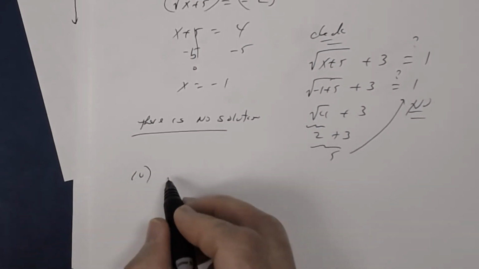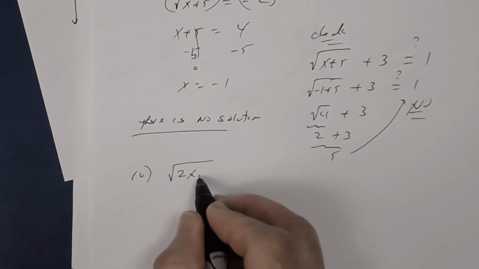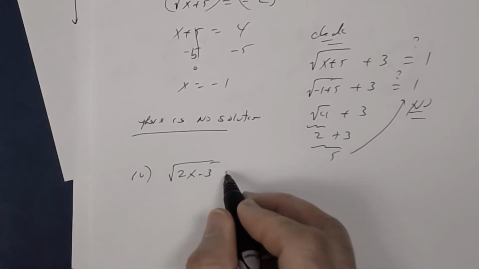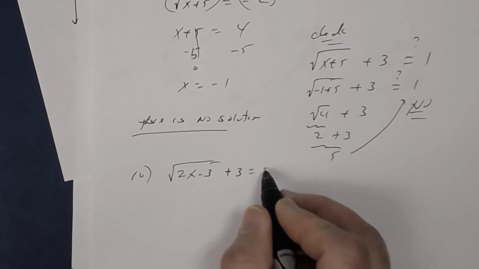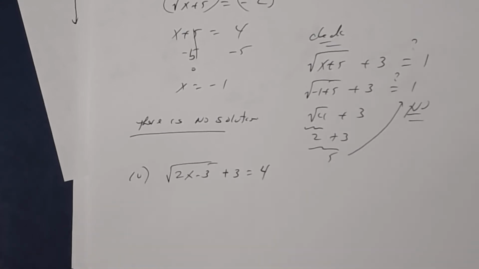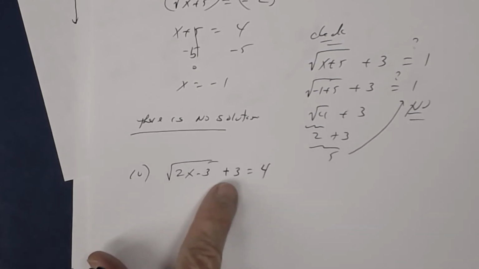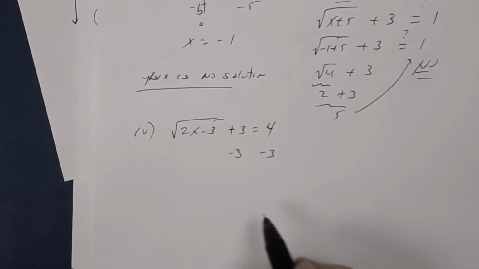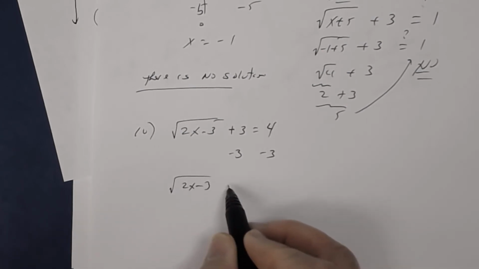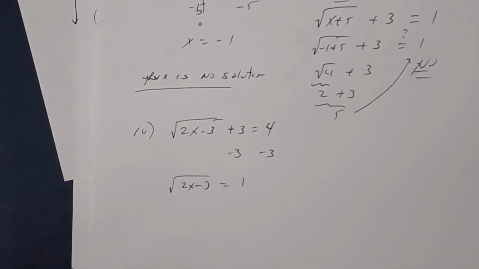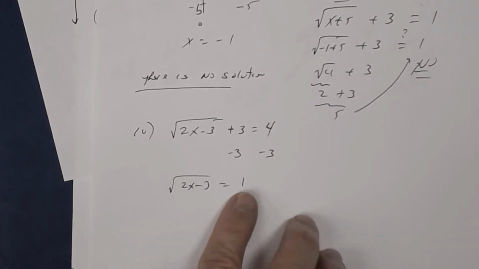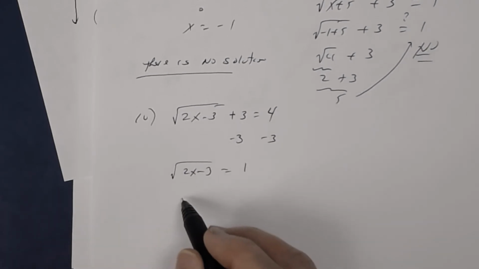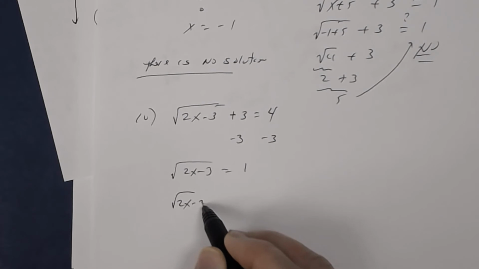All right, number 10. What if you had the square root of 2x minus 3, plus 3 equal, let's say, 4? What's the first step? First step is to get the radical by itself. So I subtract 3 from both sides. When I do that, I get the square root of 2x minus 3 equal 4 minus 3, which is 1. And I know I can go further because that constant is positive. So let's go further. I'm going to square both sides, so I'm going to go ahead and rewrite this over.